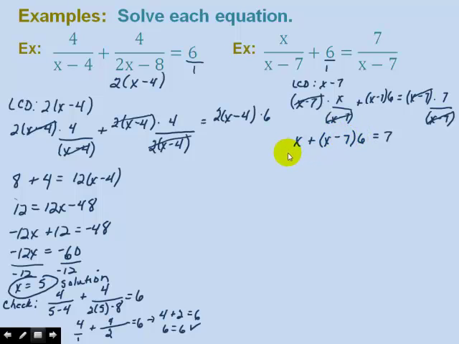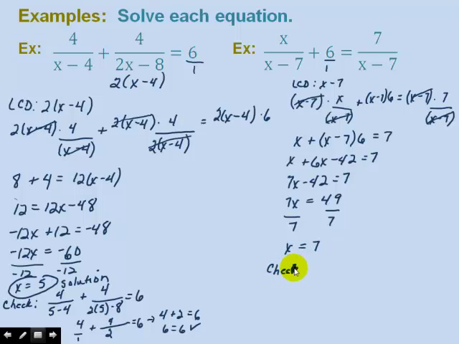Now we're going to distribute our 6 into here, so we have 6x minus 42. If we combine terms here, we get 7x minus 42 equals 7, and then if we add 42 to both sides, 42 plus 7 is 49. So then we're going to divide both sides by 7, and that gives us x equals 7.